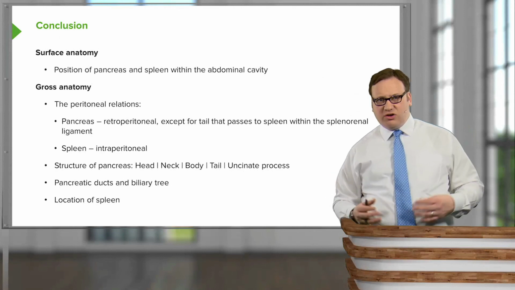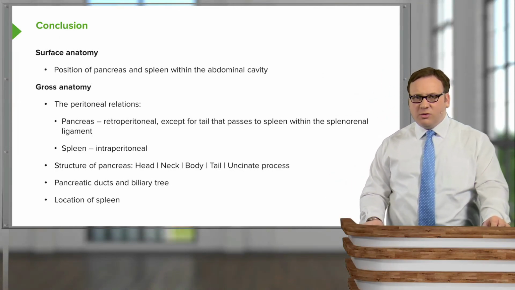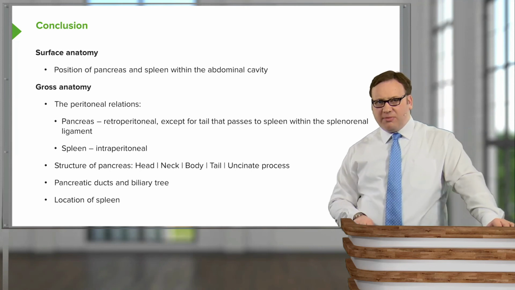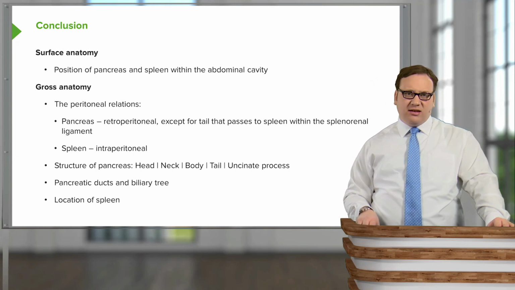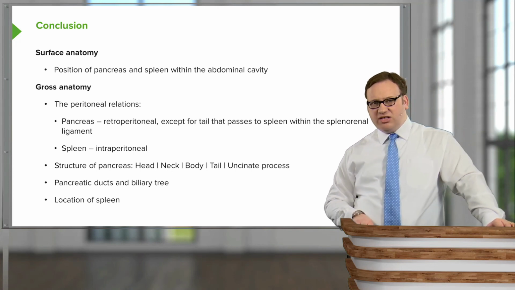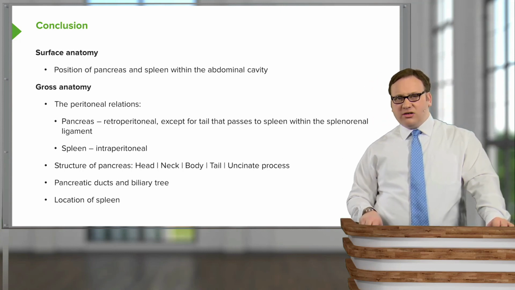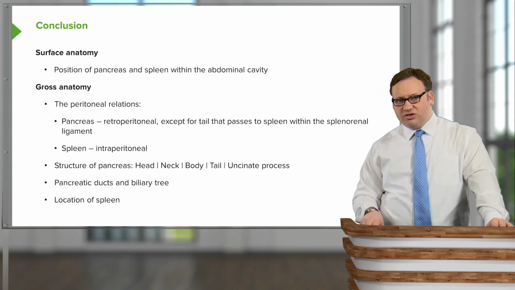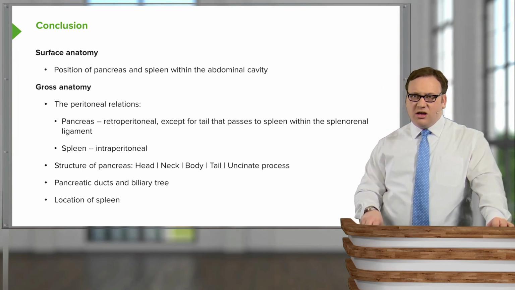we've looked at its gross anatomy. We looked at peritoneal relations of the pancreas and the spleen, whether they're retroperitoneal or intraperitoneal. And then we looked at the structure of the pancreas to include its head, neck, body, tail, uncinate process, and its relationship with those superior mesenteric vessels. We then looked at the pancreatic ducts and the biliary tree, and finished by looking at the structure and the location of the spleen.